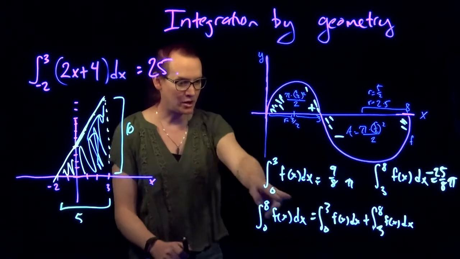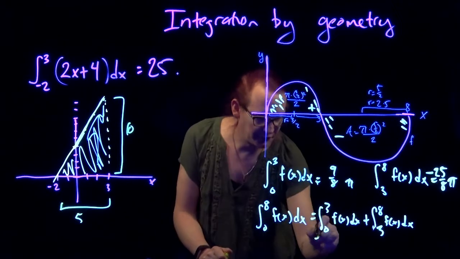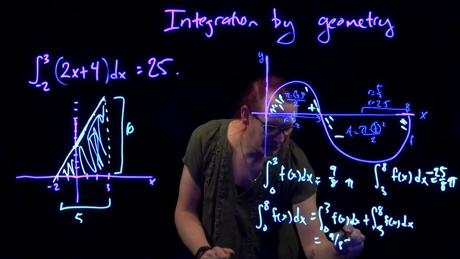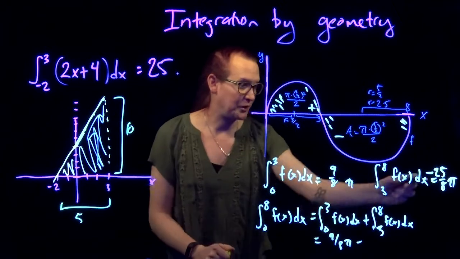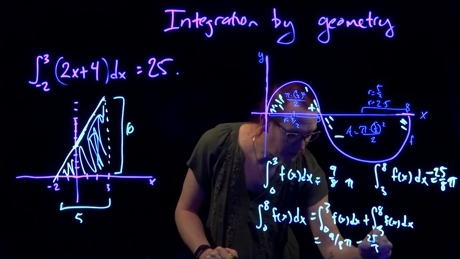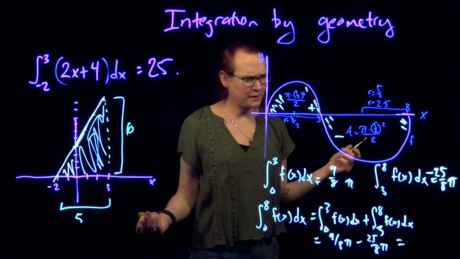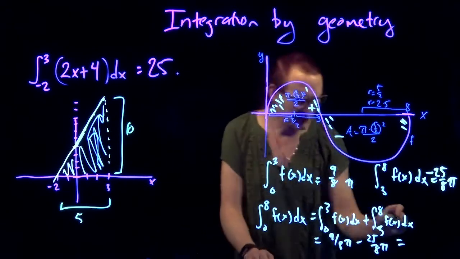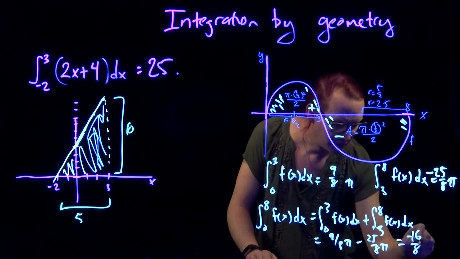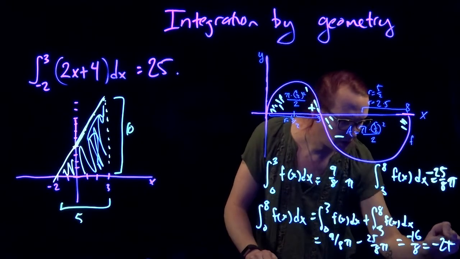Okay, so when I go and evaluate this, this is equal to 9/8 pi minus, because it's plus negative, 25/8 of pi, which is equal to, let's see here, 9 minus 25 is minus 16. So minus 2 pi.